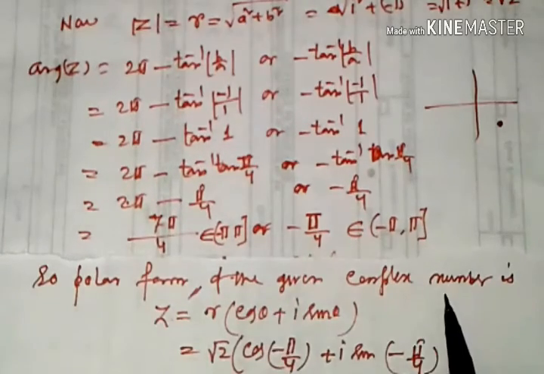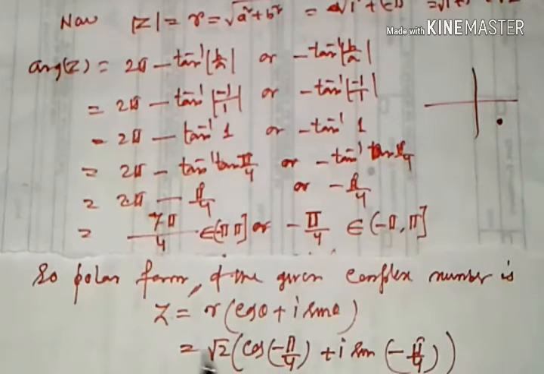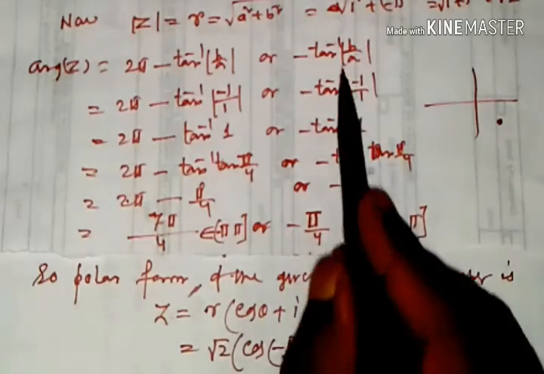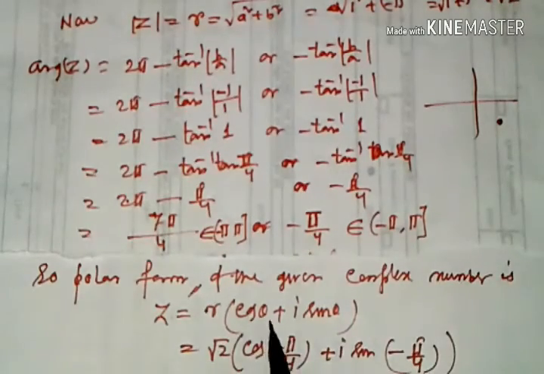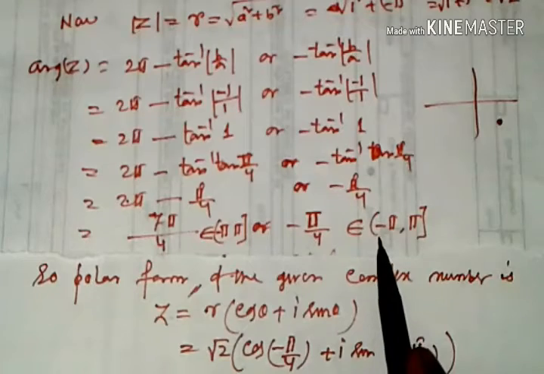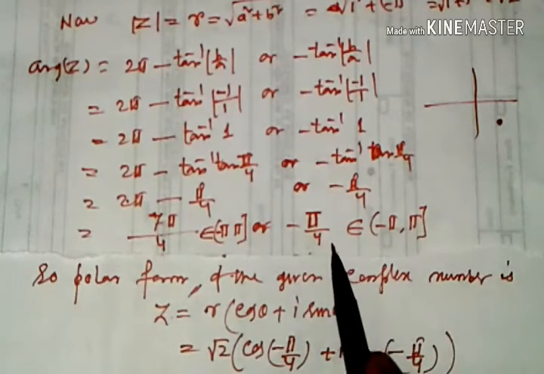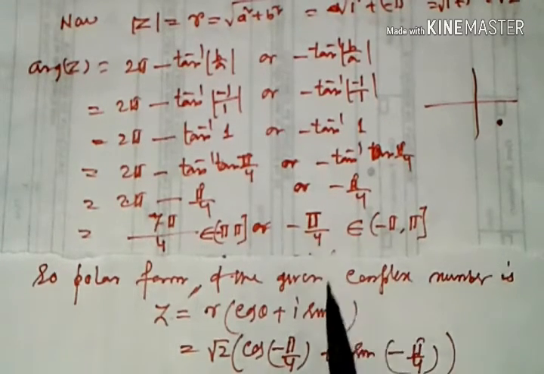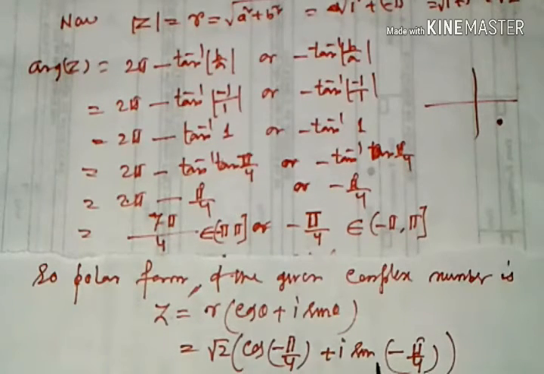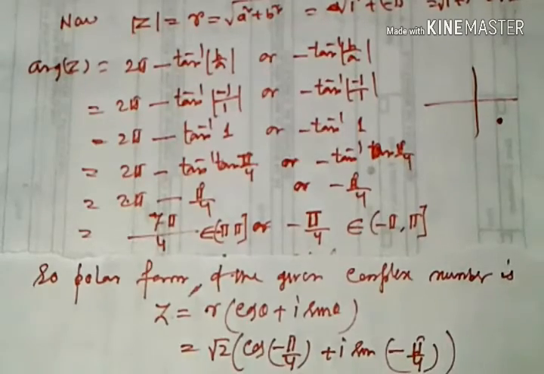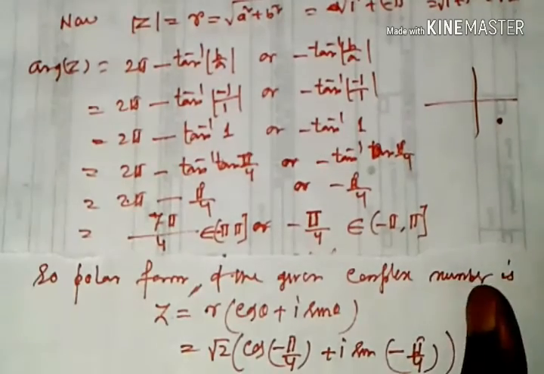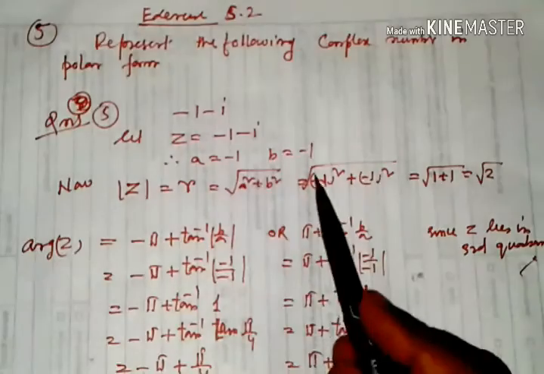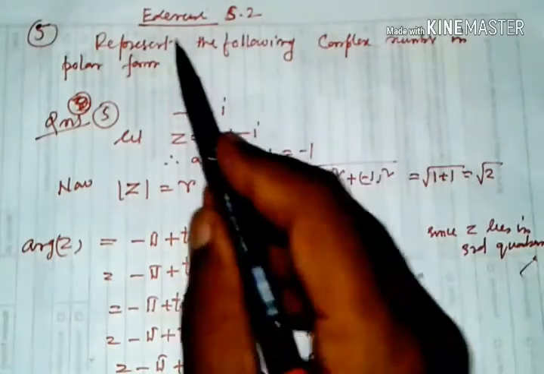So the polar form of the given complex number is z is equal to r cos theta plus i sin theta. R means here root 2, and theta is not this one, but this one. We write only the principal argument here. Therefore, root 2 times cos minus pi by 4 plus i sin minus pi by 4.